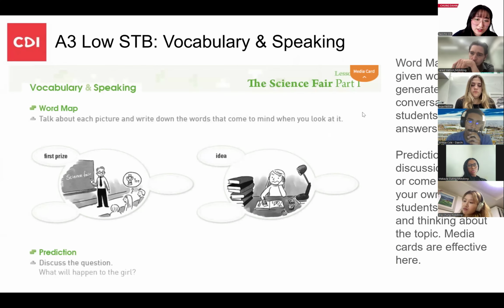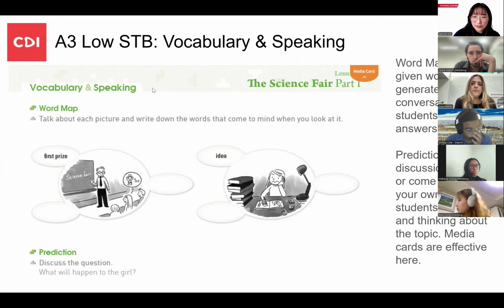Okay, so moving on to the smart textbook. This is the teacher's portal online. Your portion, you can see there's the media card button. So this is what you all will be looking at. So this is the first page of the lesson.